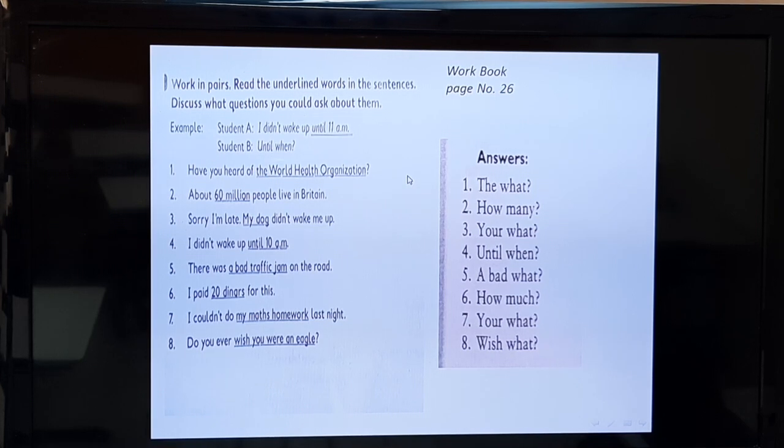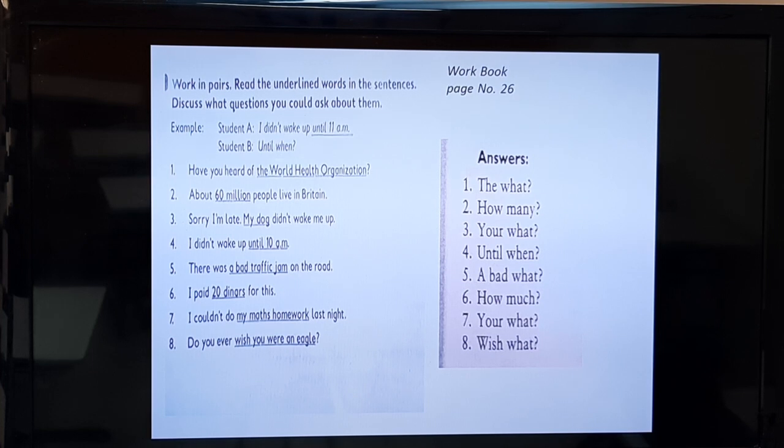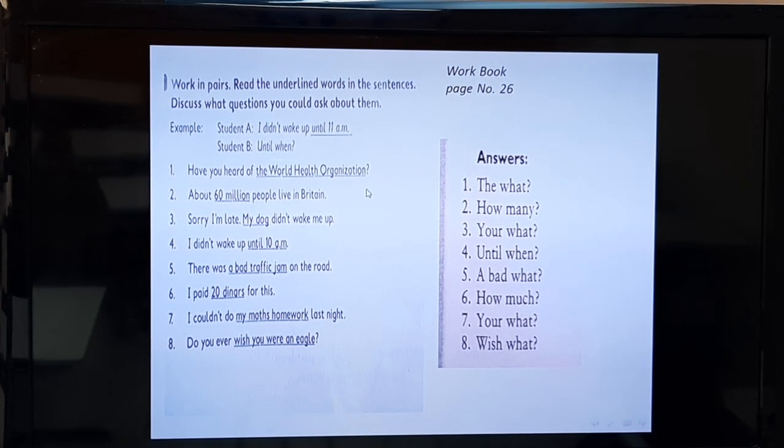You have an important exercise in your workbook, page number 26. This exercise, section C, work in pairs, read the underlined word. In this exercise, you are asked to choose a question word for the underlined part of the sentence. So we deal with question words. For each sentence, we want to choose a suitable question word for the underlined words.